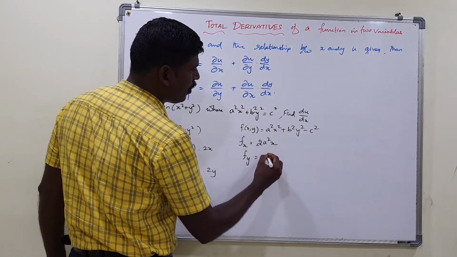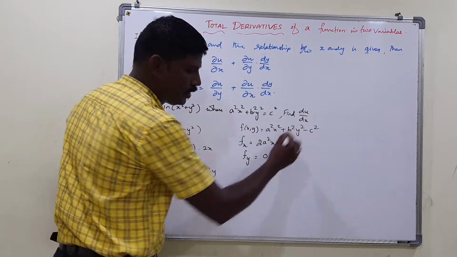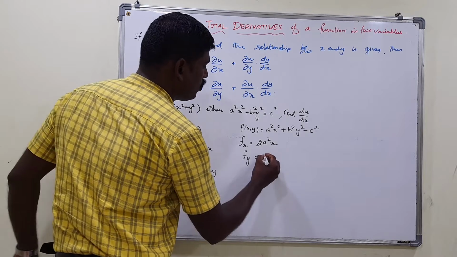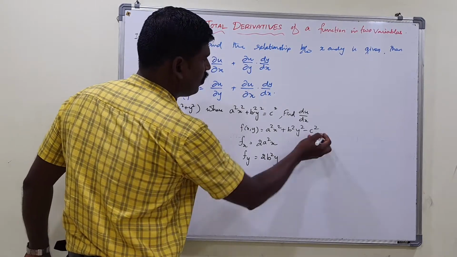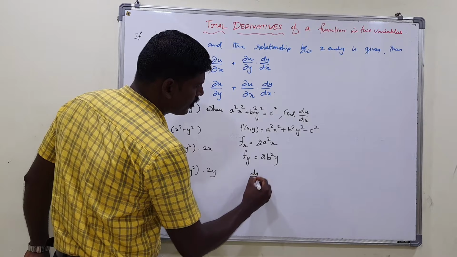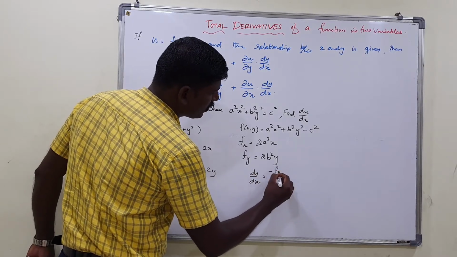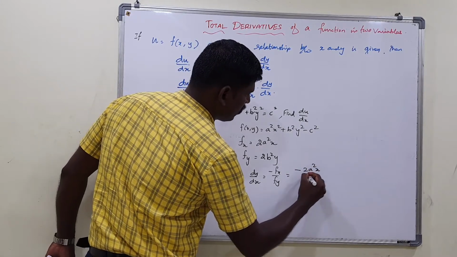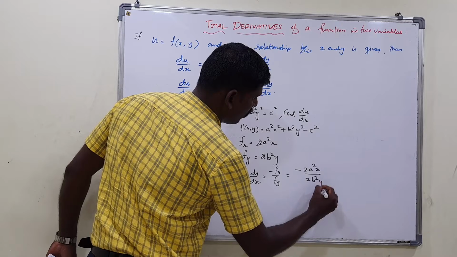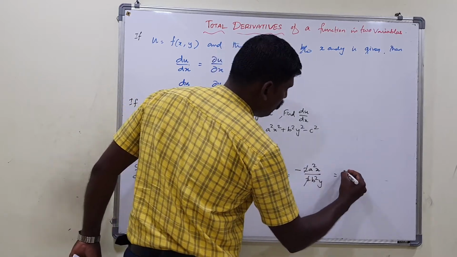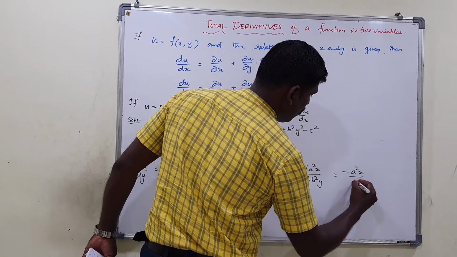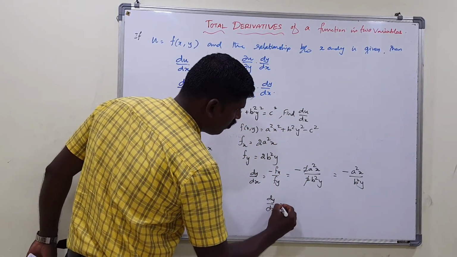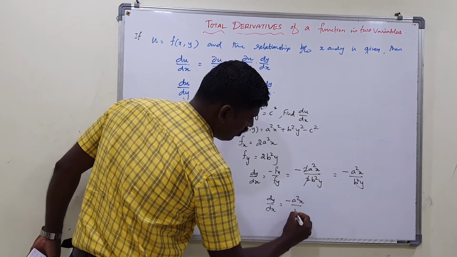Then take the partial derivative with respect to y. The first term becomes 0. The second term becomes b square into 2y, that means 2b square y. The last term becomes 0. So what is dy by dx? Minus fx by fy, which is minus 2a square x by 2b square y. Strike out that 2 in numerator and denominator. Minus a square x by b square y is the value of dy by dx.